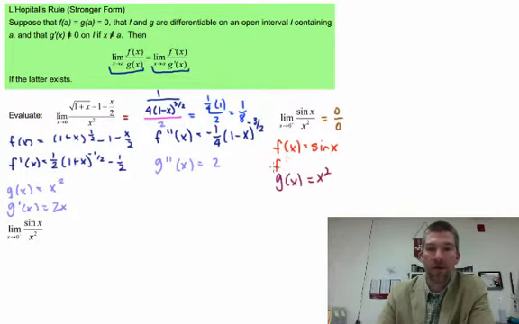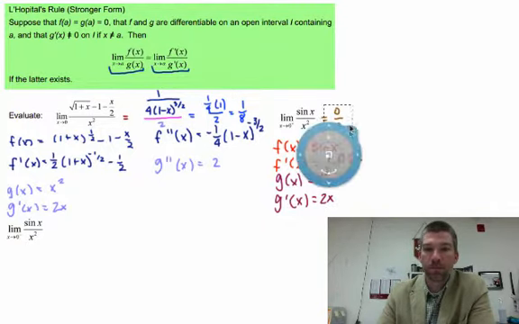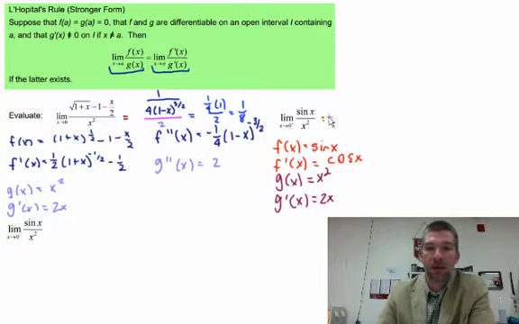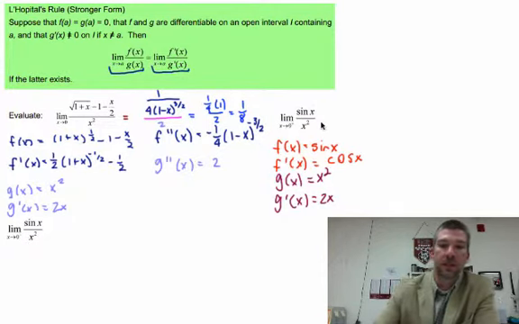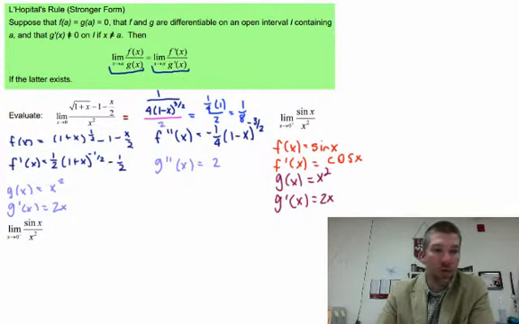Deriving the sine of x gets me cosine of x. Deriving g of x gets me 2x, okay? So take the derivative of the top, derivative of the bottom, and then we're going to put them right back into the limiting process here. And when we do that, here's what we're going to get.